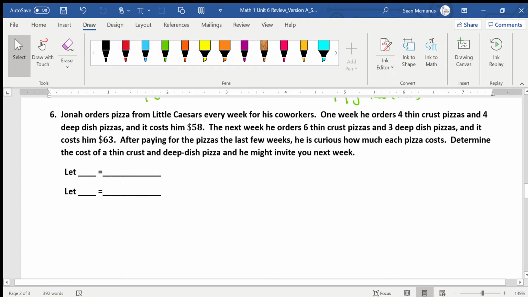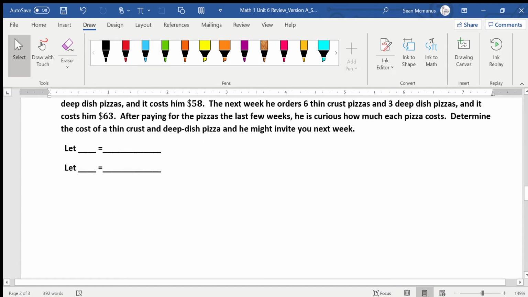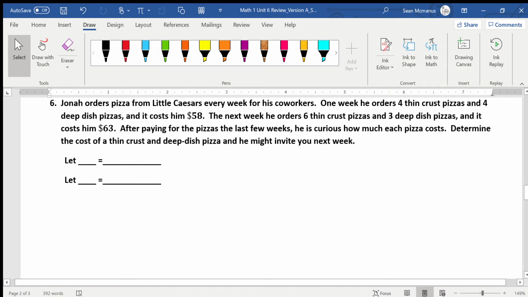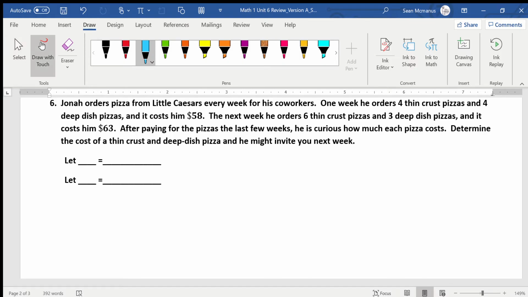All right, moving on to number 6. Number 6, Jonah orders pizza from Little Caesars every week for his coworkers. One week he orders 4 thin crust pizzas and 4 deep dish pizzas, and it costs him $58. The next week he orders 6 thin crust pizzas and 3 deep dish pizzas, and that week costs him $63. After paying for the pizzas, he's curious, how much does each pizza cost? He could check the menu, that would be one option, but maybe he doesn't have a menu, so he's going to write a system of equations to determine how much each one costs.